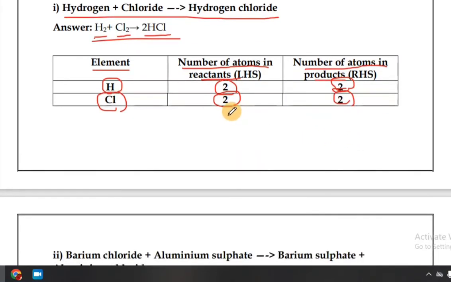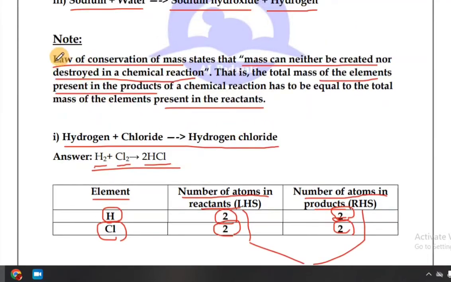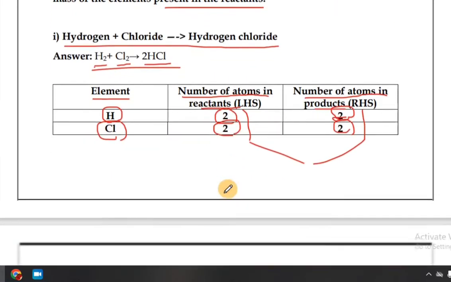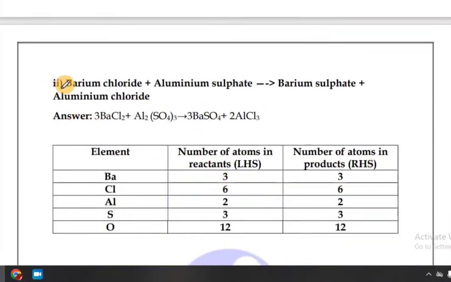Now we have to compare these two. Both are balanced. So the number of atoms present in the reactant side is equal to the number of atoms that are present in the product side. So both are equal. So this satisfies the law of conservation of mass. So now the equation is balanced. Now let's solve the next question, that is barium chloride plus aluminium sulfate which gives barium sulfate plus aluminium chloride.